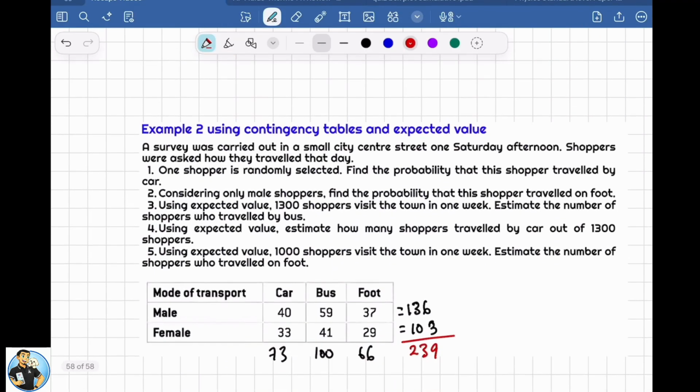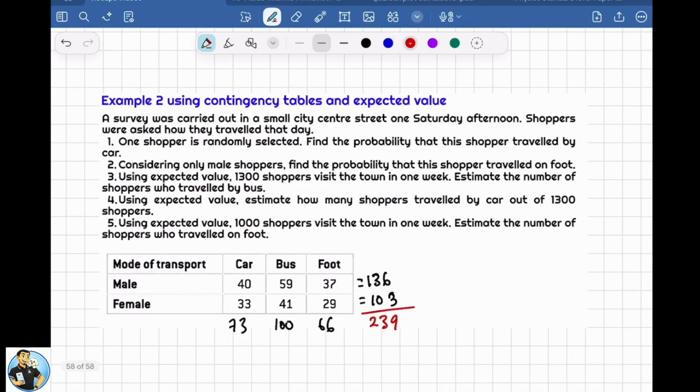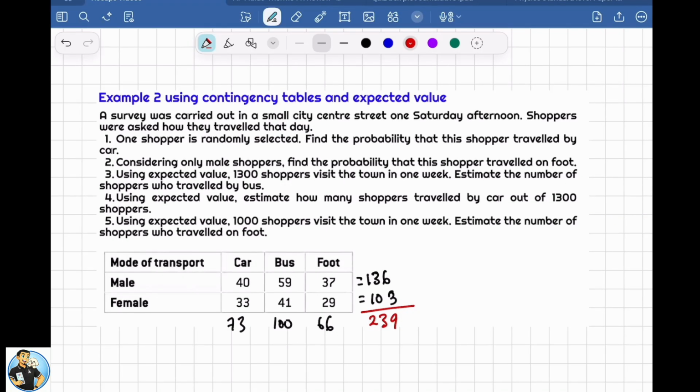Let me do the last example, this one. So you can pause the video to read, because I want to show you how to use the expected value when we have a table, a two-way table. So according to this, I have my sample space here. I have 239. In this case, we have shoppers. So the sample space is 239 shoppers.